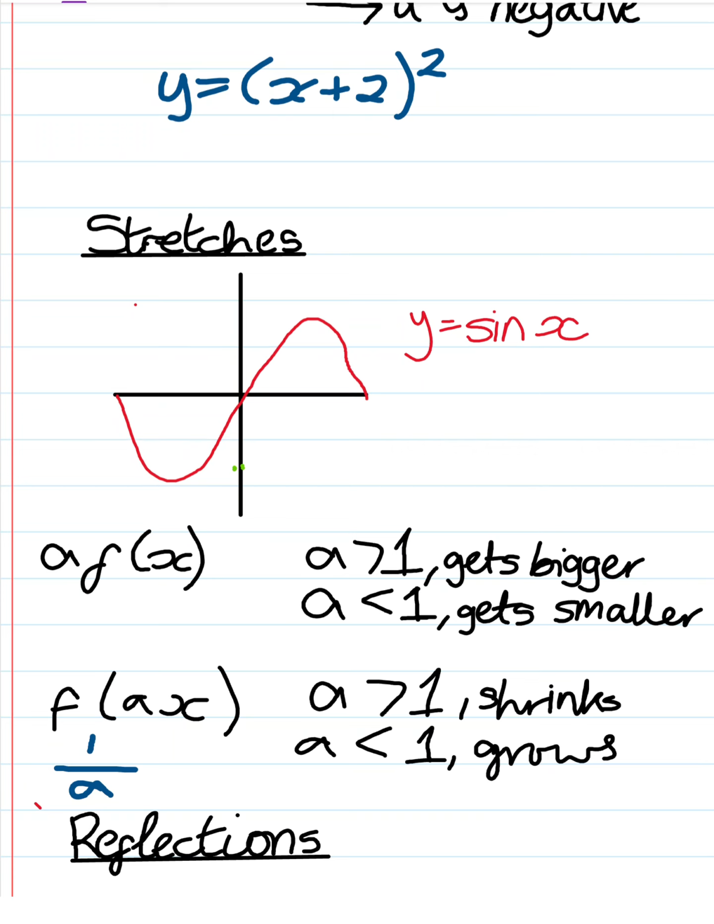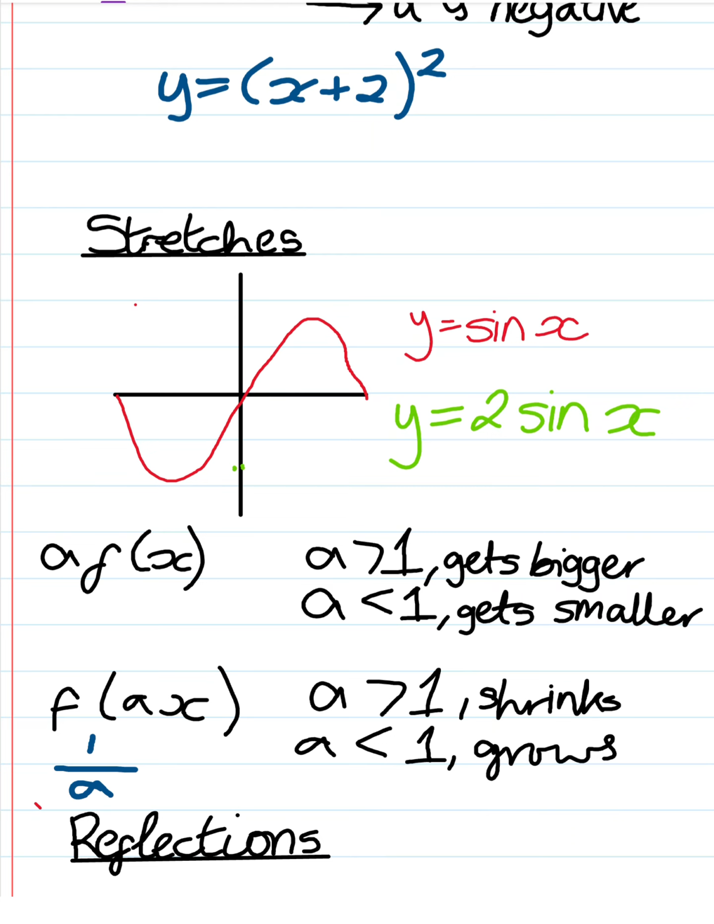If we then had a f of x, so supposing we times it by 2, y equals 2 sine x. This makes all the y coordinates bigger by 2. A general rule of thumb is that if the a, the number in front of the equation, is greater than 1, the values get bigger. And if a is less than 1, then the y values get smaller.